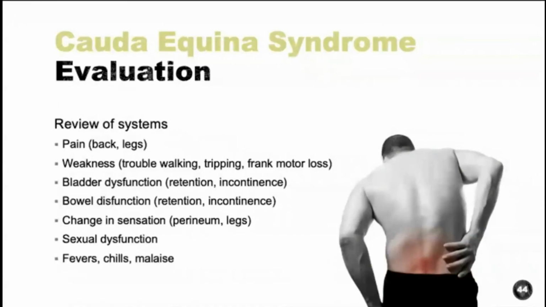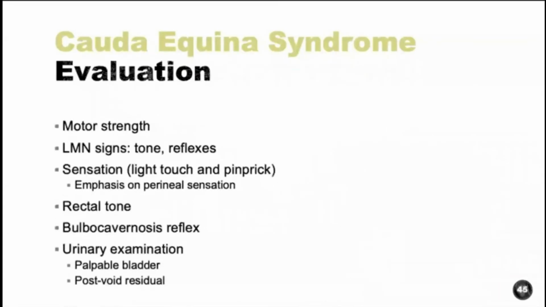Similar thing with bowel dysfunction. Are they having significant constipation, or are they having any kind of incontinence? And again, understanding the history and how they're defining constipation or incontinence is really important as well. They may have change in sensation, particularly in the perineum or on the posterior aspect of the thigh, sexual dysfunction, or signs or symptoms of infection.